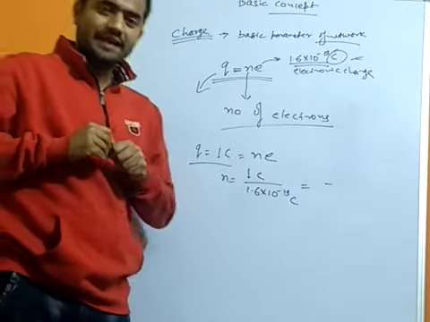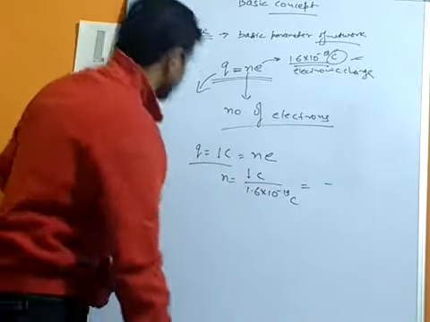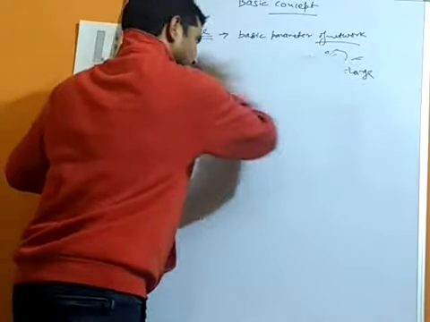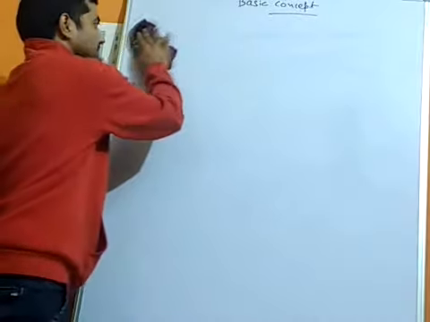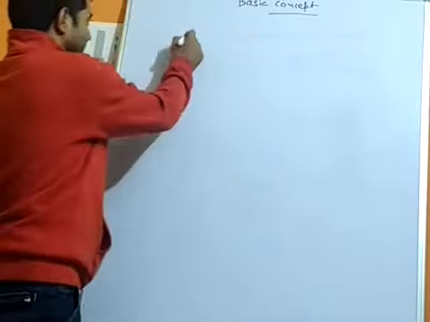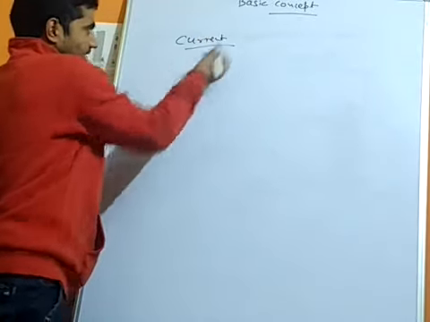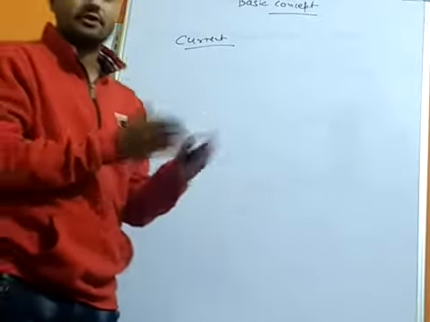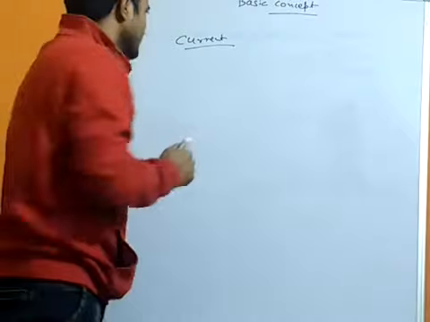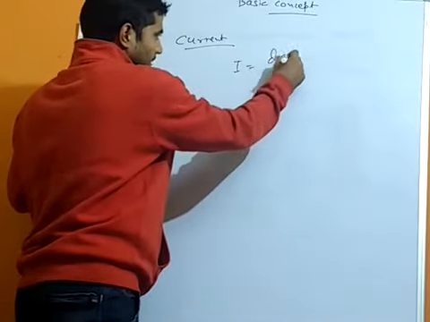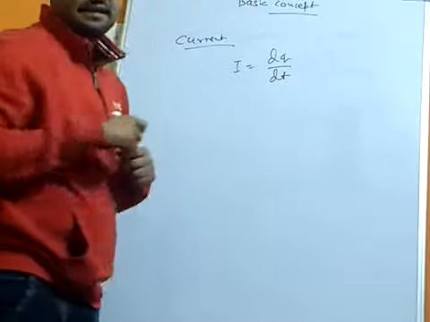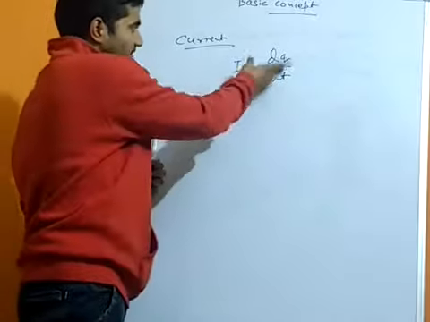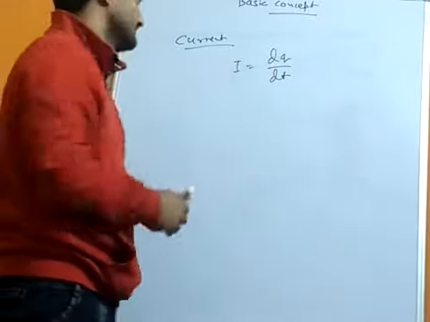Now we come to the second basic parameter of a network, and that is of course current. Again, all the GATE aspirants will be familiar with current as well, but I am also defining it. So what is current? Current is just the rate of flow of electrons, or you can say the rate of flow of charge. So current is dq upon dt.